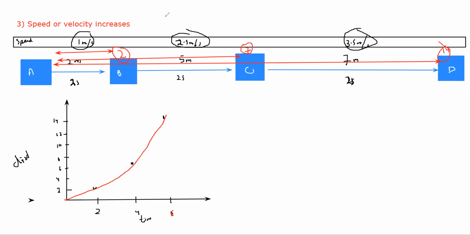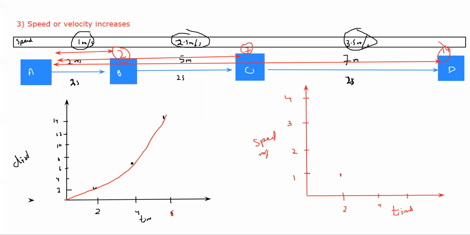And the same thing if we make a velocity time graph, or speed time graph. So 2 seconds, 4 seconds, and 6 seconds. Like this is 1, 2, 3, then 4. After 2 seconds, its speed was 1 meter per second. After 4 seconds, its speed was 2.5, and after 6 seconds, speed was 3.5.